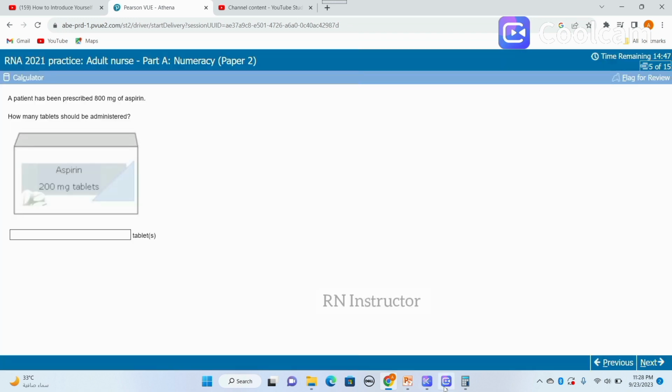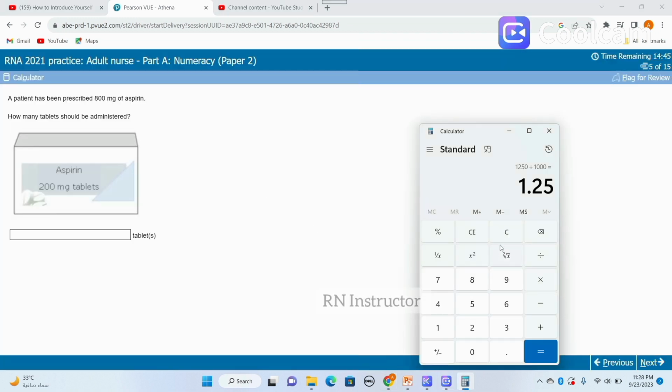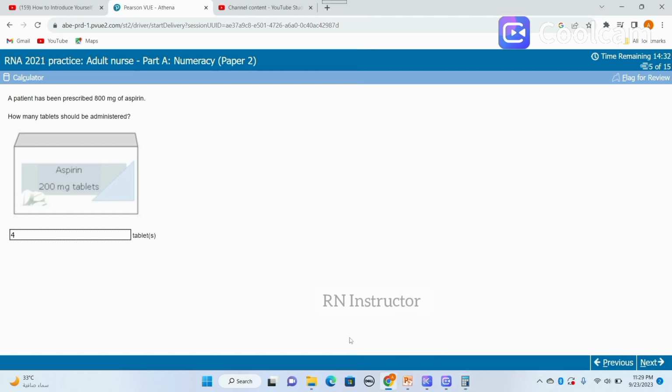Next, a patient has been prescribed 800 mg. So 800 mg is the doctor's order. You need to divide this by the stock in hand, that is the 200 mg tablet. So you are going to give the patient 4 tablets.